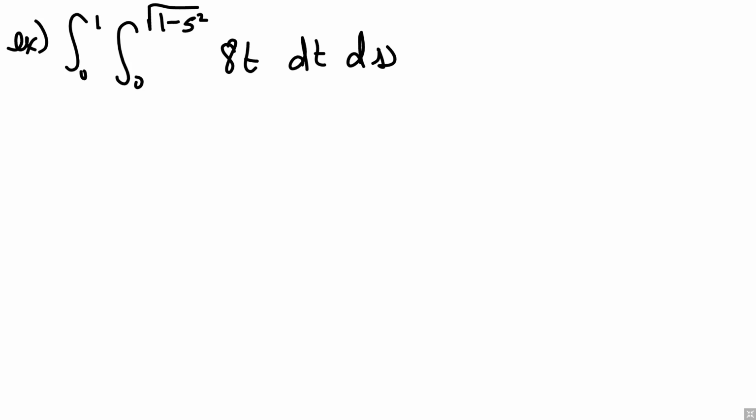All right, so again, first thing we're going to do is to sketch. So if we sketch, we're going to say this is the s-axis, this is the t-axis. So along s, we're going to go from 0 to 1. And then as far as t is concerned, we're going to start off at 0, and then we're going to go up to the square root of 1 minus s squared. So what we're going to do is just plug in the values from 0 to 1.